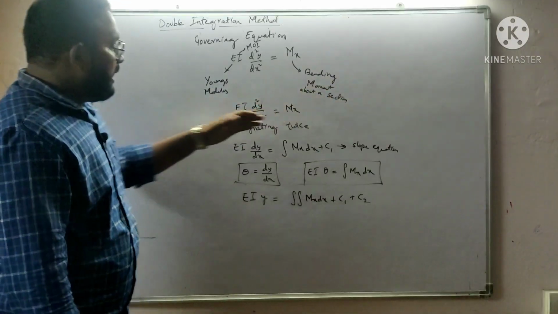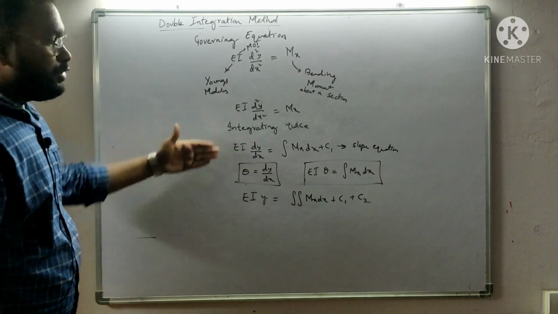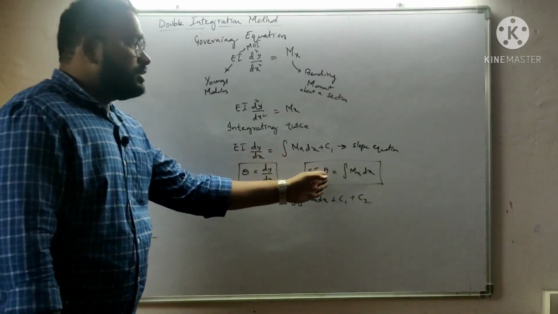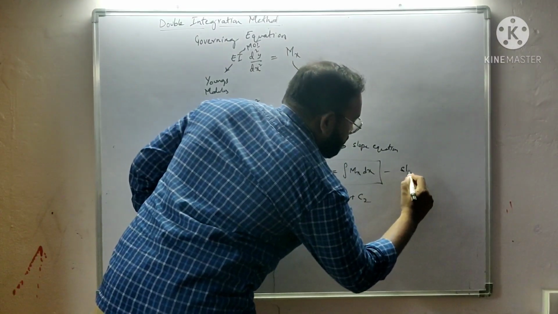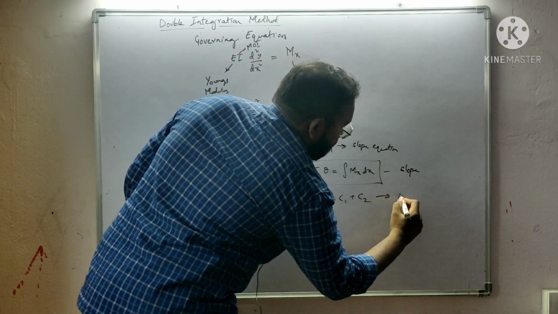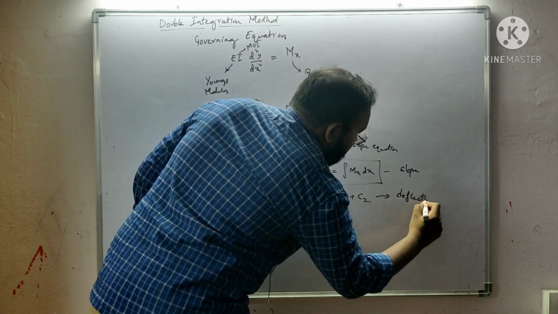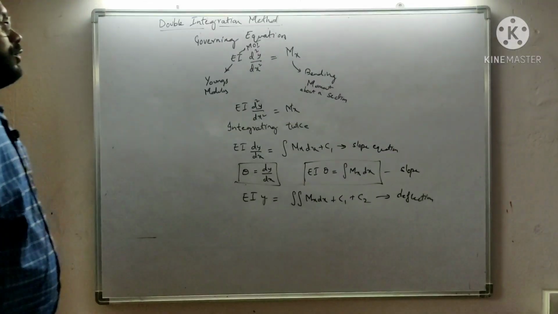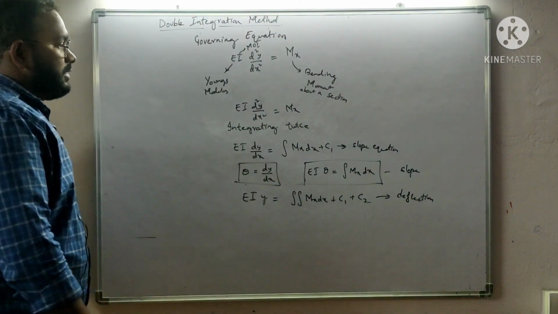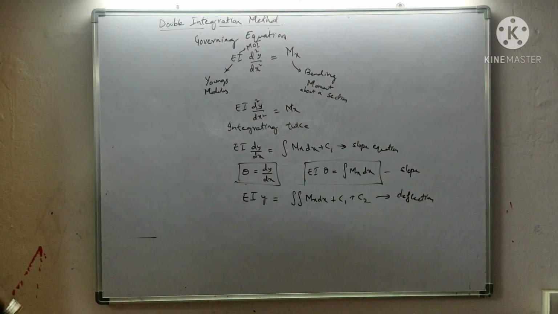I'm substituting here the value of Mx, and I'll integrate this equation two times. So Mx value will be different for all the equations. This is first, this is called slope, and this is your deflection. So this is the procedure to be followed in the case of the double integration method.